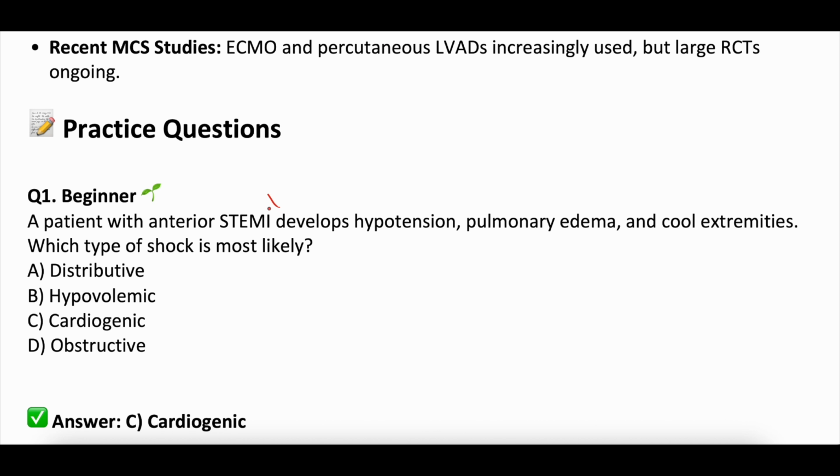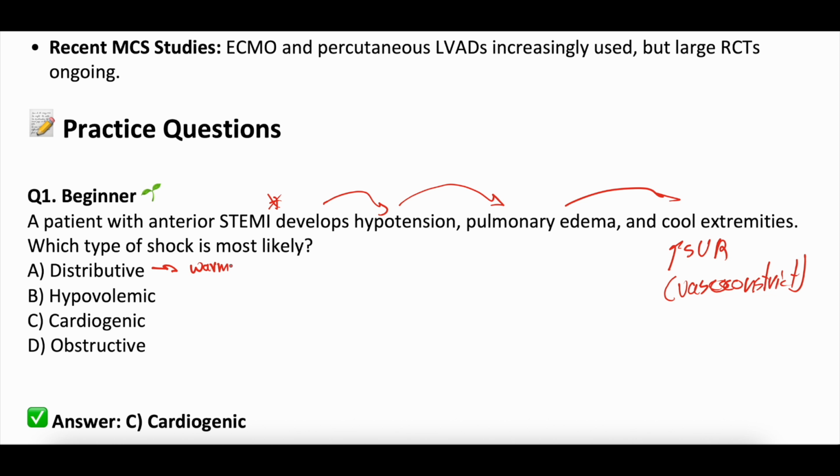This patient had a STEMI. Okay, so an ST elevation myocardial infarction. Now they're hypotensive. They have signs of venous congestion, aka pulmonary edema, and they have cool extremities, which tells you they have a high SVR, aka vasoconstriction. Okay, so that all adds up to cardiogenic shock. Distributive shock usually has warm extremities because they have vasodilation from all the inflammatory mediators. Now, hypovolemic, cardiogenic, and obstructive all have cool extremities.